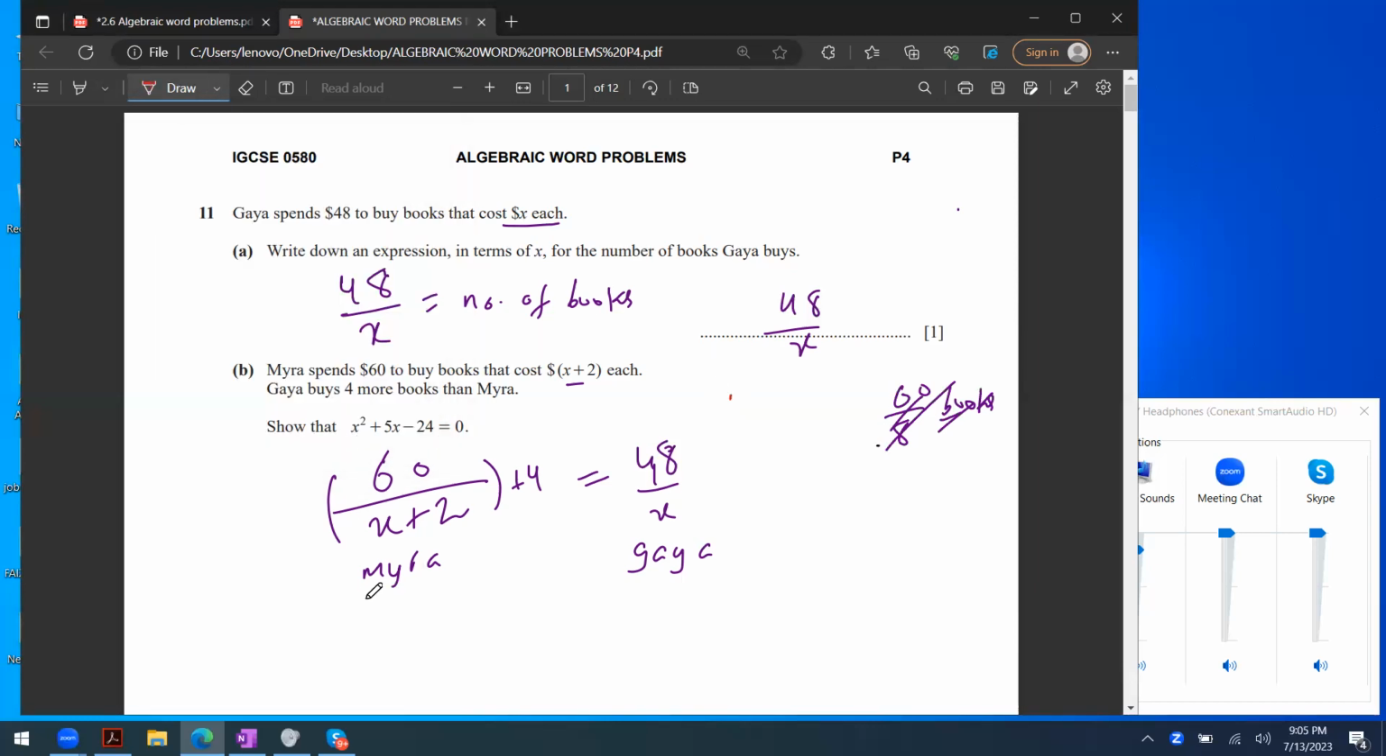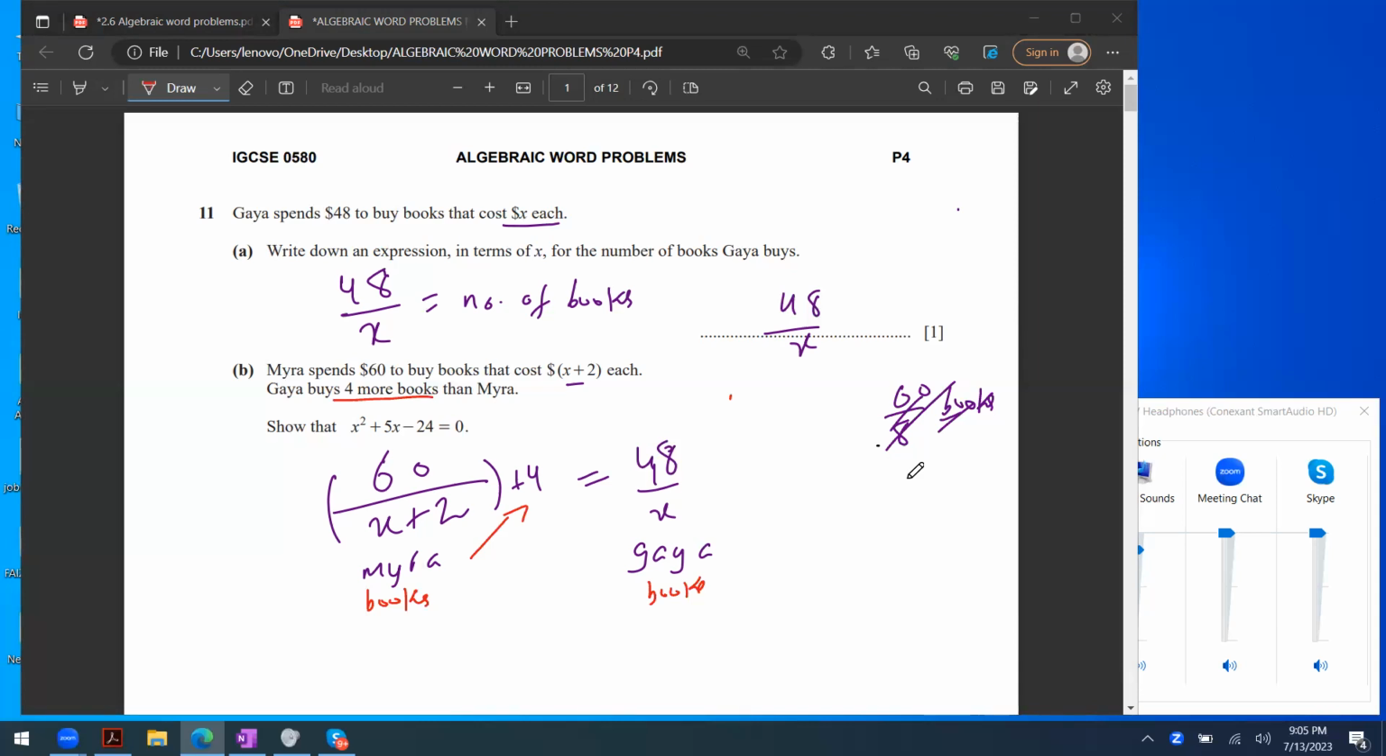These are Myra's number of books, Myra books, and these are Gaya books. But what's the relation between them? How can we form the equation? He said Gaya buys 4 more books than Myra. So these are the Myra books. You add 4, you will get Gaya books. Okay. So far, is it clear?